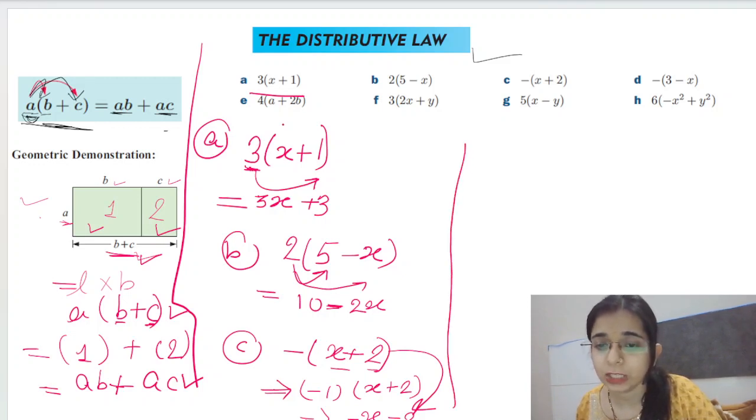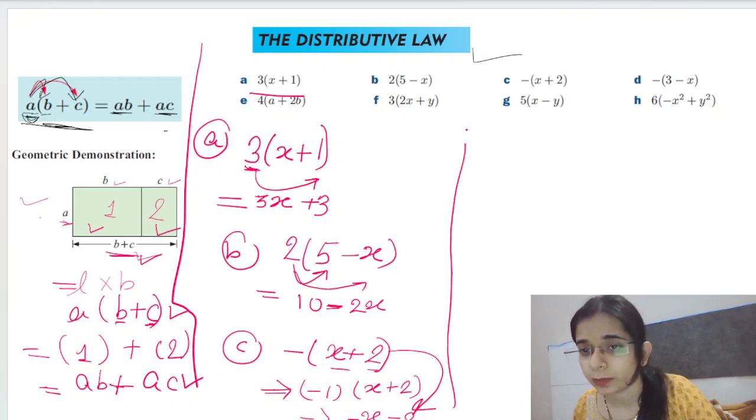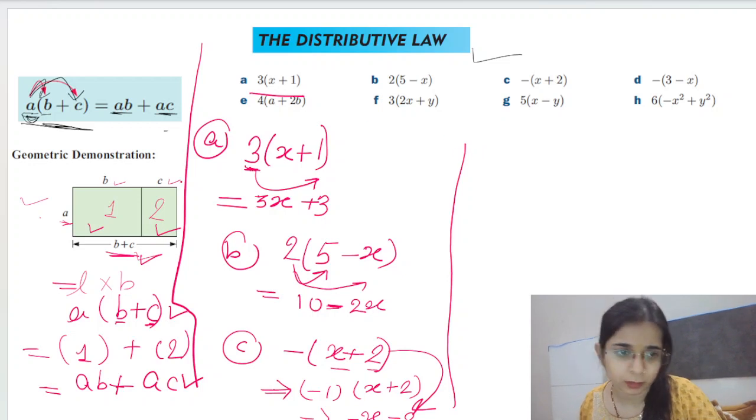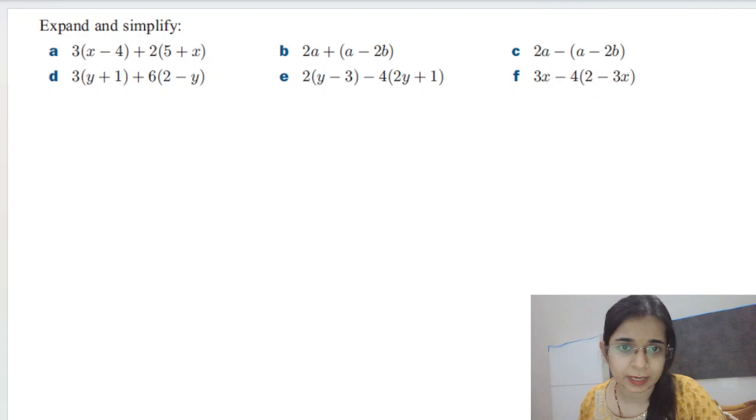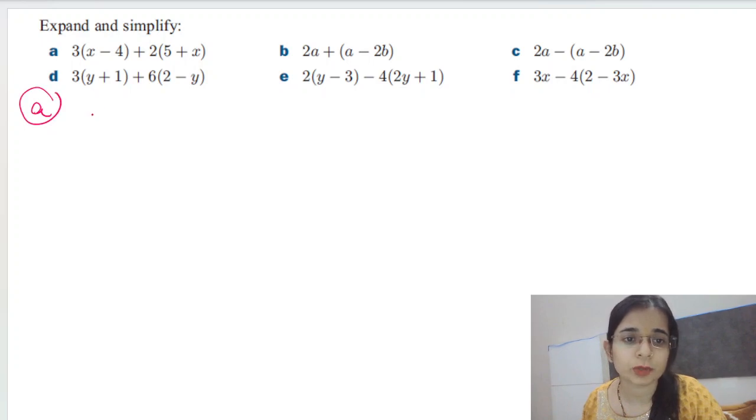Okay. Now moving to the next question here. Rest of the question you can practice on your own. Now I'll be moving to the next slide. Here these are some complex questions of using the same distributive law.